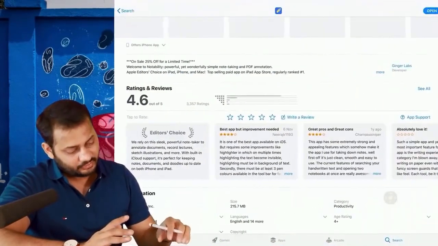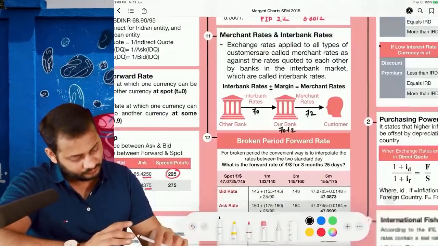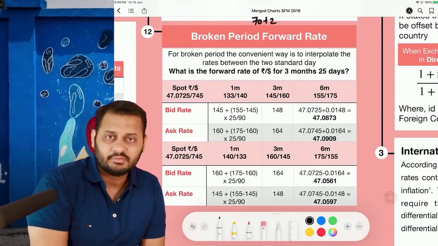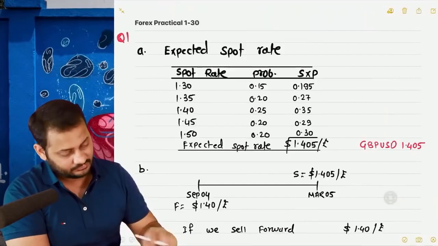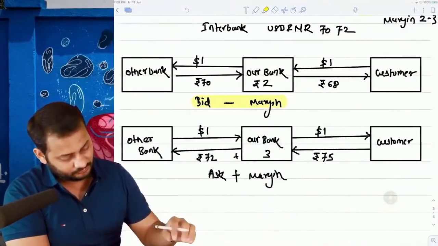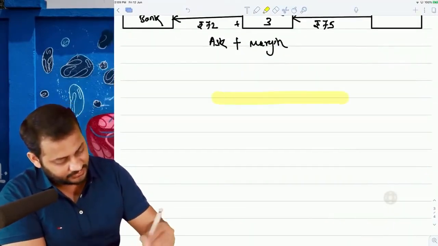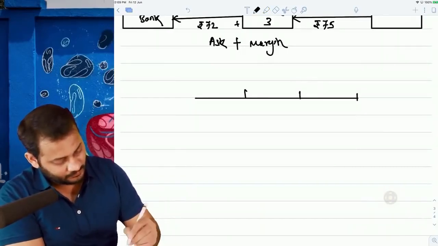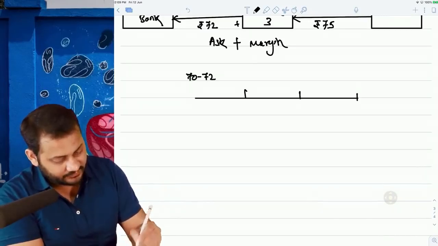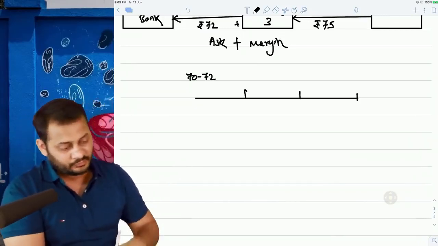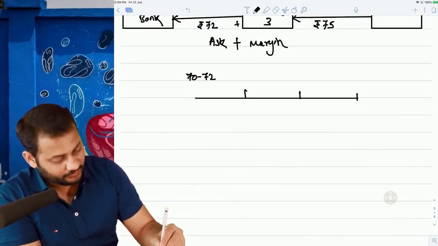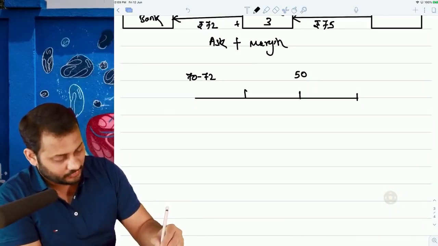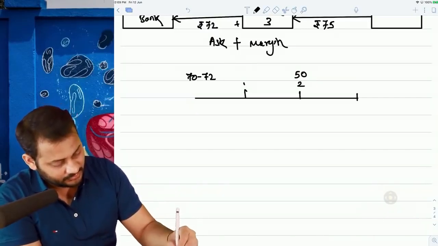Let's come over to the main topic now. Then comes the broken period forward rate. This is very easy to understand. Let's say, for example, you have been given spot rate of 72. You have been given forward points of, let's say, 50, 2 months forward. This is 1 month, this is 2 months, this is 3 months.